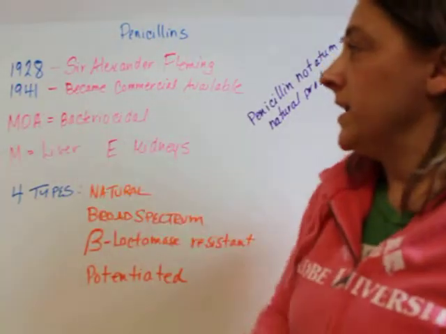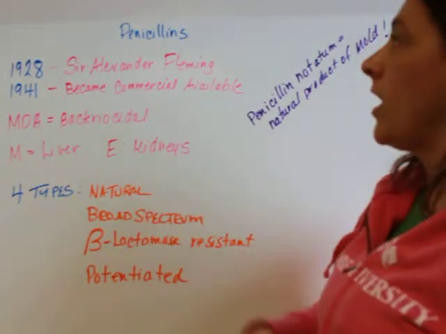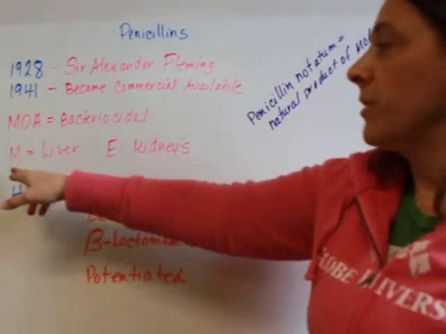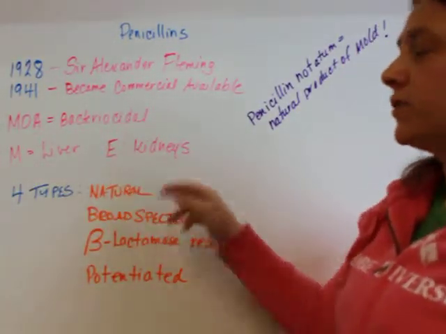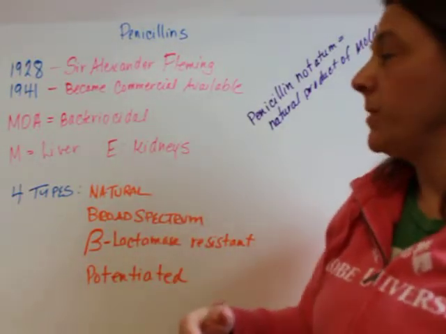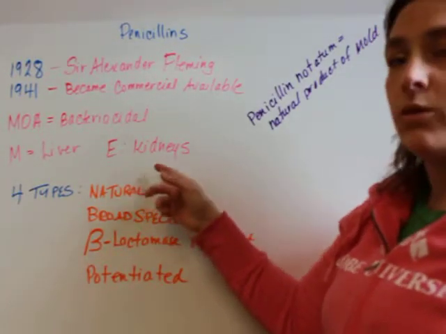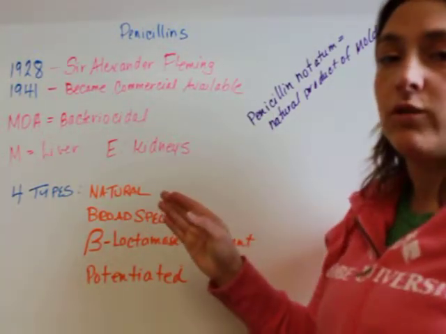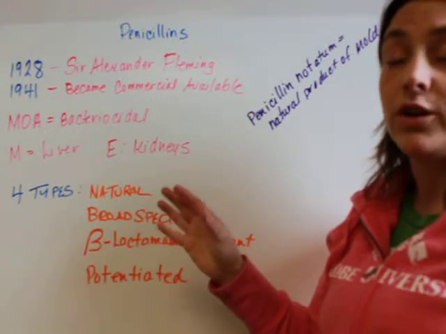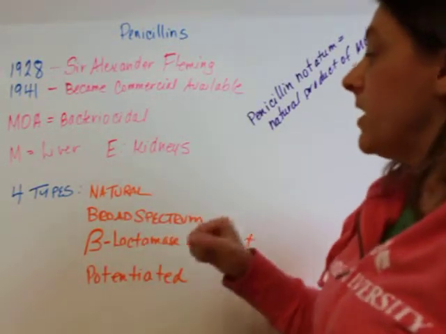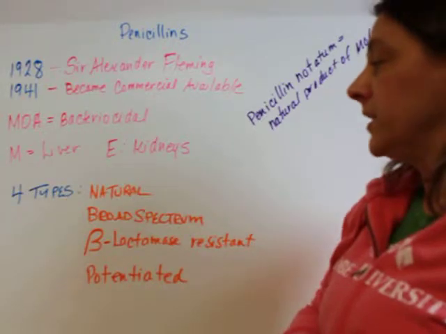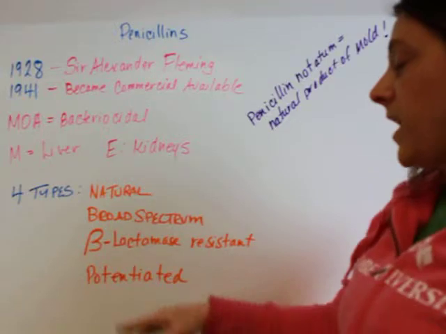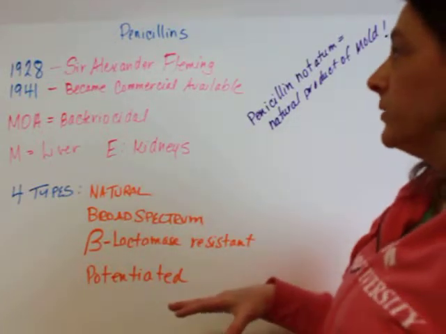So MOA is the mechanism of action. Penicillins tend to be bactericidal. Okay? They are metabolized in the liver and they are excreted. Usually they're excreted in the active form in the bladder. So they are excreted through the kidneys, and that's what makes penicillins really good for bacterial urinary tract infections. Okay? There are 4 different types of penicillin. There's natural, broad spectrum, beta-lactamase resistant, and potentiated, and we're going to talk more about those.